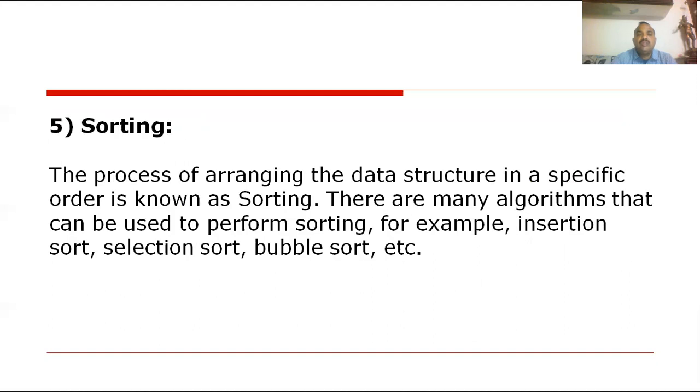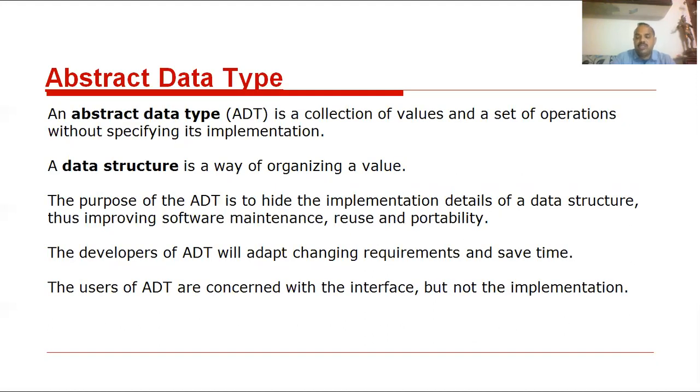Next one is abstract data type. This is also most important. It may be asked as a 2 marks question: write and explain abstract data type. What is an abstract data type? Abstract data type is also called ADT. An abstract data type is a collection of values and a set of operations without specifying its implementation. Remember, an abstract data type is a collection of values and a set of operations without specifying implementations.